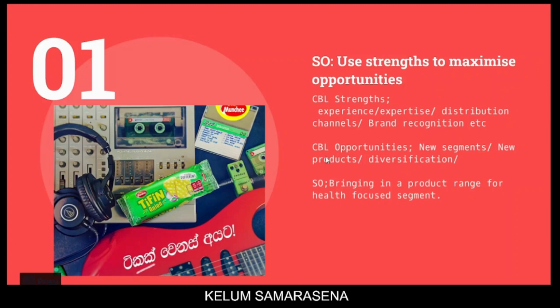And look at the CBL opportunities. Yeah, they can easily go for new segments because of the distribution channels and the brand recognition. And new products, yes they do. Diversify, yes they can. And what can we get the best out of strengths in order to get the maximum out of the opportunities? Coming up with a new product, perhaps, maybe the health segment. Such things can be done by Munchie, CBL, because of their strengths.